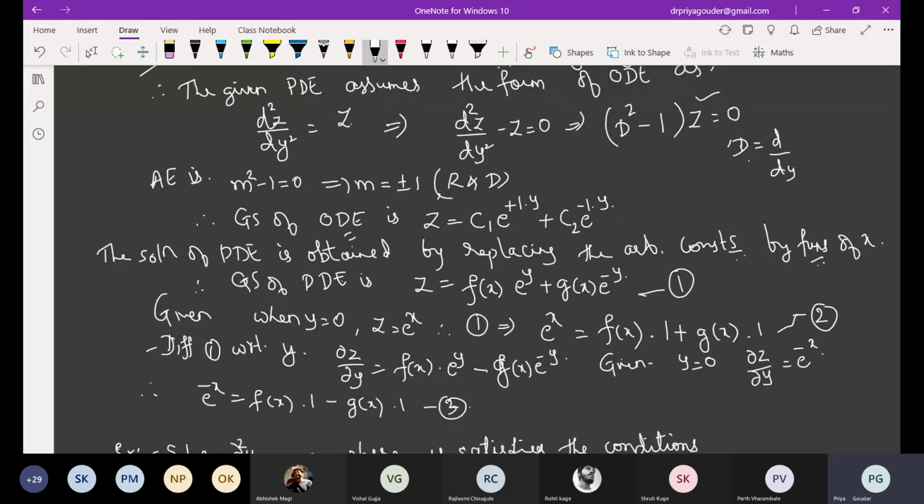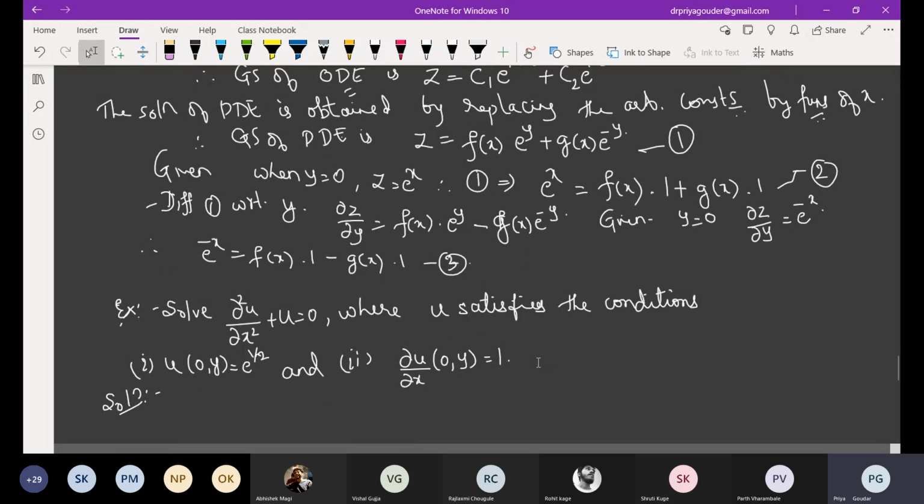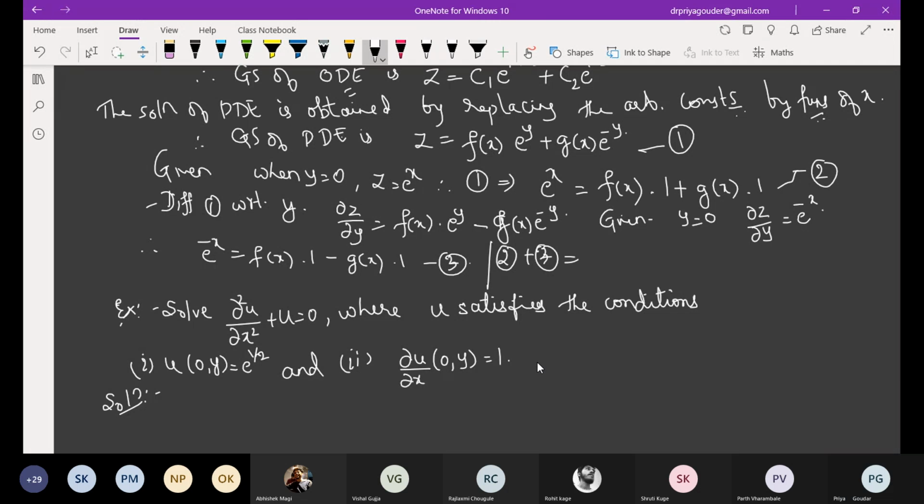Now we want f and g. See, equation 2 and 3 are going to help us. Tell me what has to be done with 2 and 3 to get f and g. Addition. Okay. Yeah, just right. Take equation 2 plus equation 3. See what you'll get. LHS part, if you add up, it is e raised to x plus e raised to minus x. Am I right?